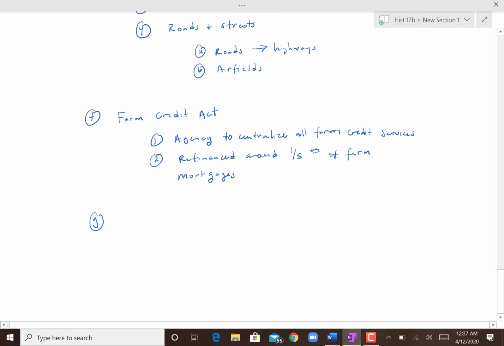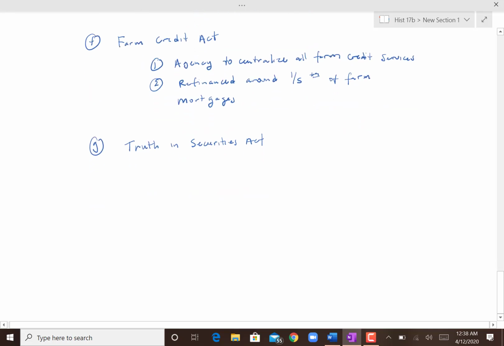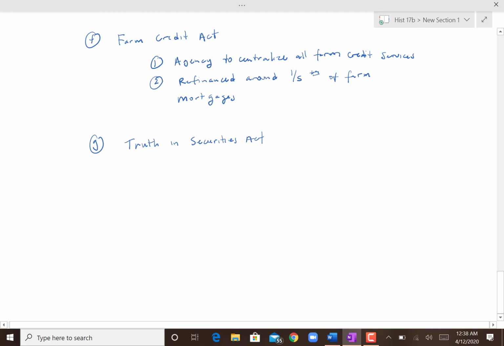The next one was the Truth in Securities Act. And securities are stocks and bonds. So that's what it means when it's saying securities. This one was specifically the idea of, okay, the stock market crash. Why did it happen? How can we make sure that it doesn't?